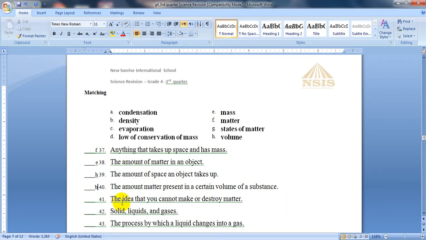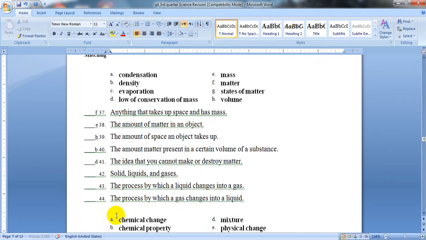The next one, the idea that you cannot make or destroy matter. This was a law. What did we call this law? It was called the law of conservation of mass, which is letter D. The next one, solids, liquids, and gases. These are the three states of matter, which is letter G. We have three states of matter, which are solids, liquids, and gases.